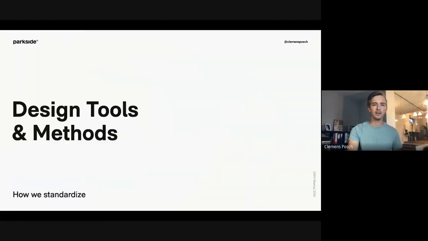We started standardizing the tools we use for design work and have taken a more agile approach to tooling. So we use the tools and methods that we find useful, and once we grow out of them, we change the tools to more suitable ones. So what I will show you next is a current snapshot of what works for us.